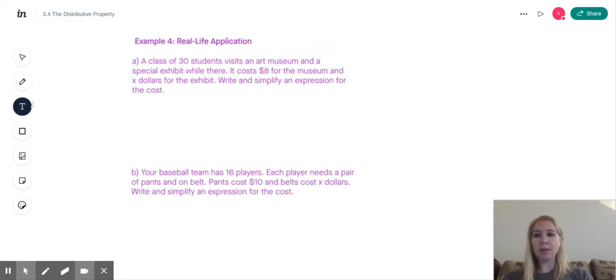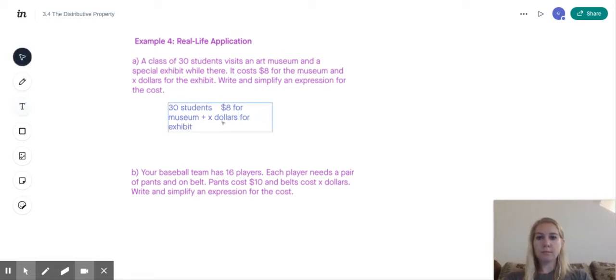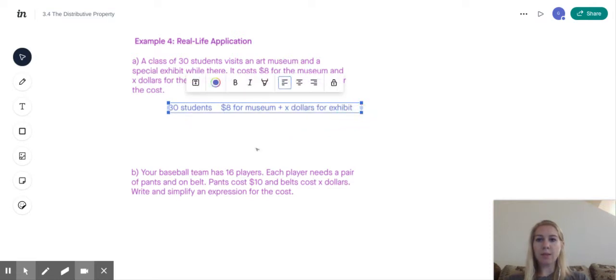Okay, so let's start with what we know. Well, we know that there are 30 students, and these students want to go to the museum, and that costs $8. So $8 for a museum. And so if they're doing something else, we're going to add something. And they want to go to the exhibit. Well, we don't know how much the exhibit costs, but it gives us the variable X. So X dollars for exhibit. Okay. So that's what we know.